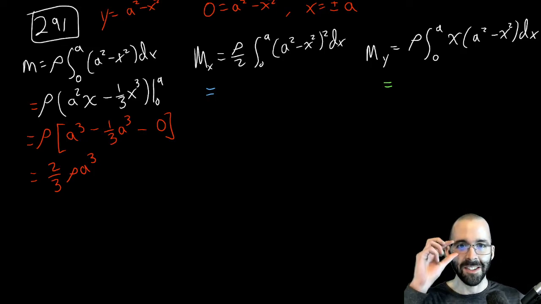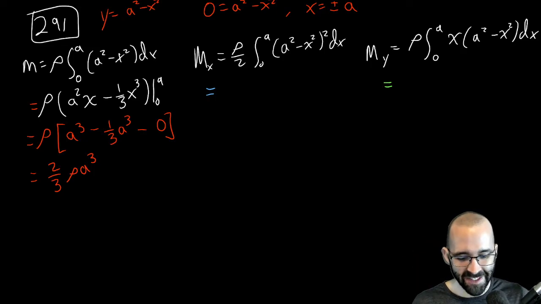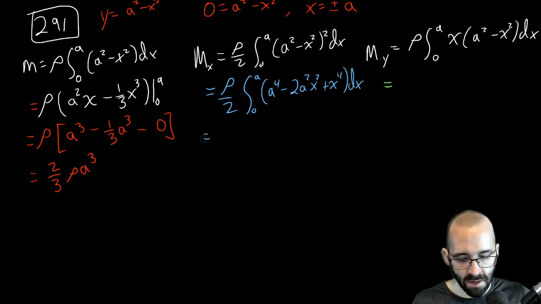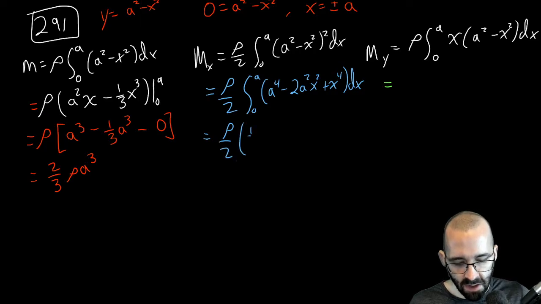There are two first moments here. We're looking at the first moment. It's going to be rho over 2. We can't take the antiderivative yet. We need to FOIL. This would be a to the 4th minus 2a squared x squared plus x to the 4th. That's rho over 2. Now we can take the antiderivative.